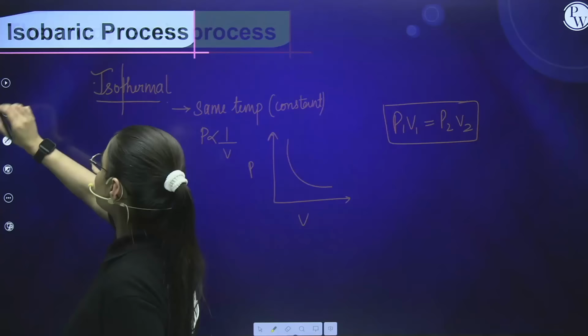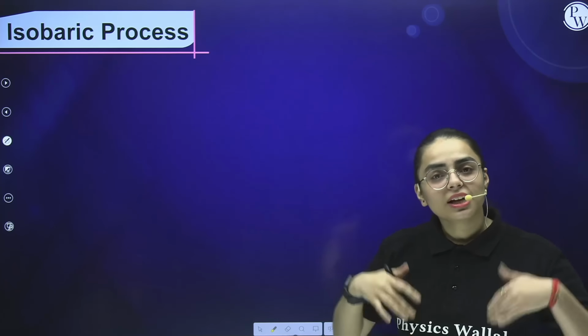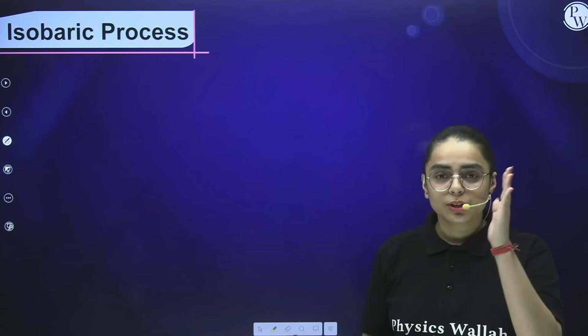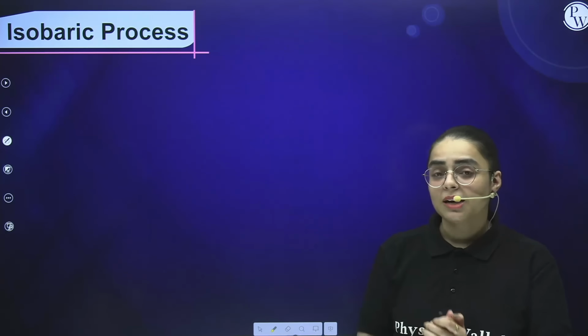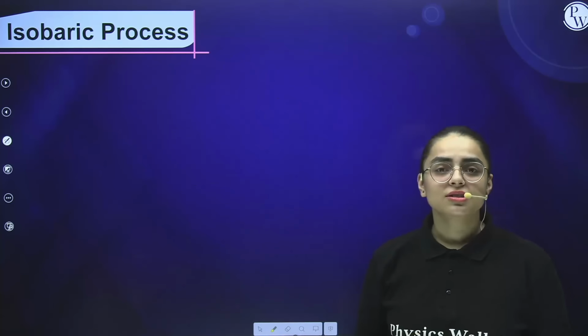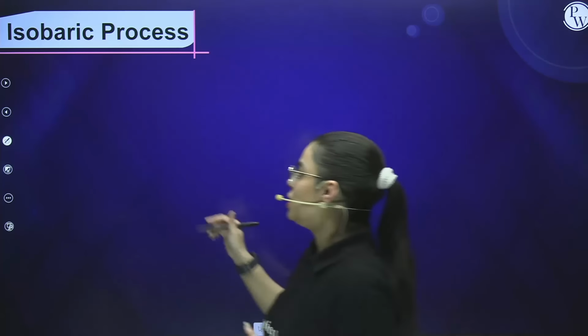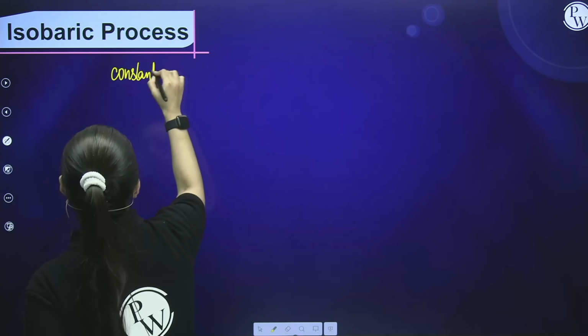Now comes our next thermodynamic process, students, which is the isobaric process. If I talk about isobaric, I'm going to divide this term into two parts. One is the iso, another one is the baric. Now what do you mean by bar? Bar basically is the unit of pressure. That means here what is kept as a constant? Here pressure is kept as a constant. So we are going to write constant pressure or same pressure.